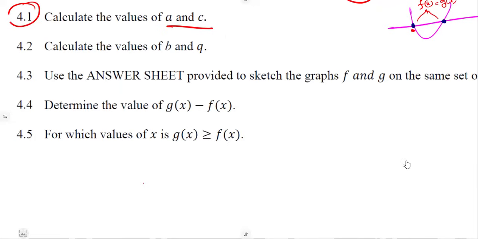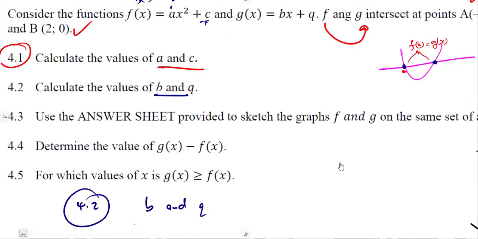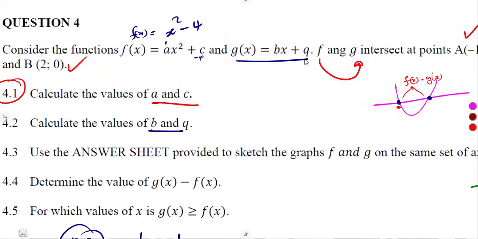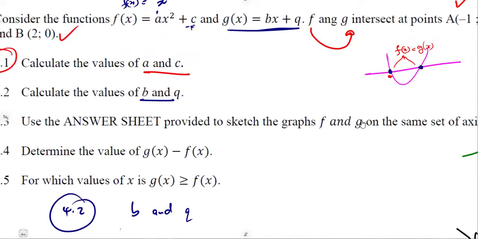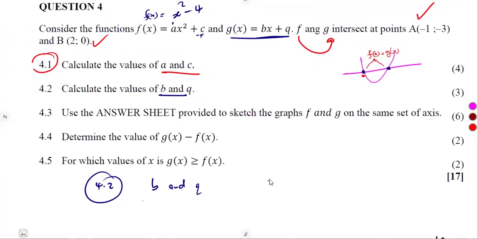But for 4.2, we need the values of b and q. So this one is just a repetition, guys. For us to have b and q, this time we are going to use g of x, where we've got b and q, but using the same idea, because A and B also lie on g of x. These 2 points, A and B. So we're going to use the same concept, just like what we did, guys. g of x is equal to bx plus q. So let's start with A.